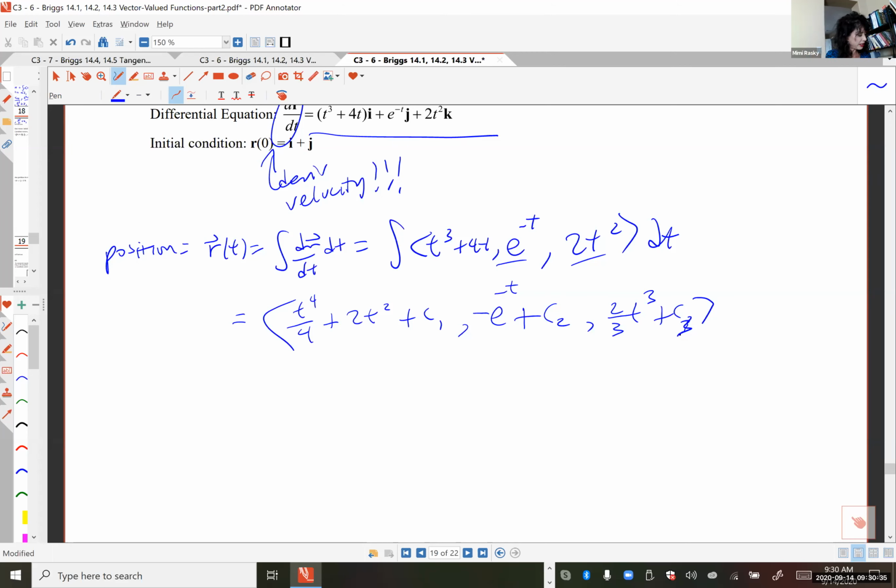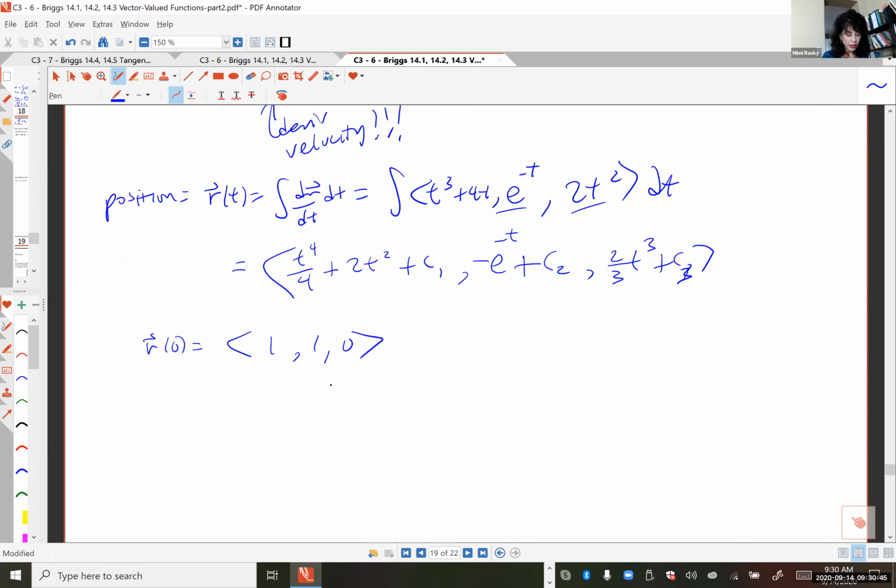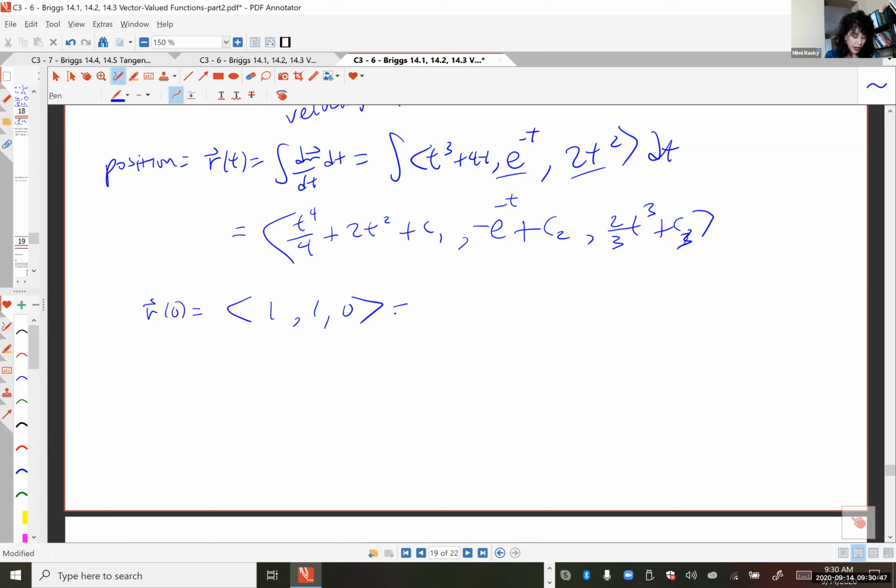Now, they did tell me the initial condition, r of 0. I'll put it in component form: i plus j, but that's 1, 1, 0. Remember, we're in 3D, so you want to use the 3 components. Everywhere I see a t in this vector, I plug in zeros: 0 to the 4th over 4 plus 2 times 0 squared plus c1, negative e to the 0 plus c2, and 2/3 times 0 cubed plus c3.